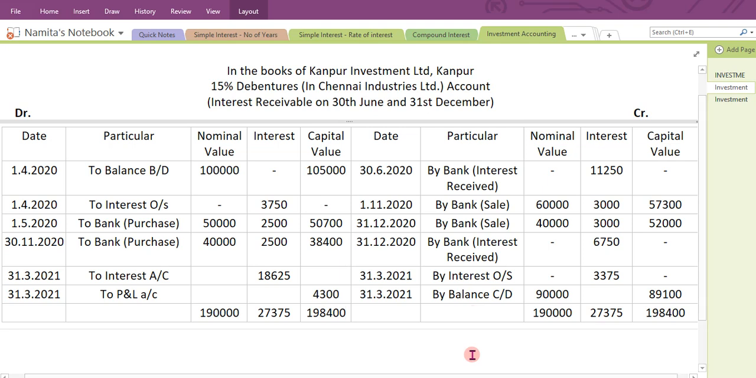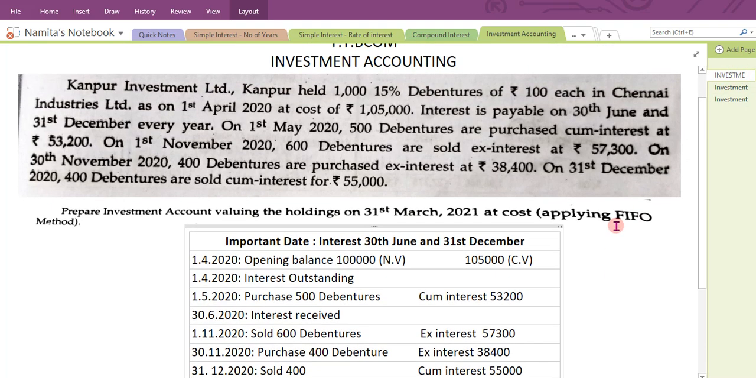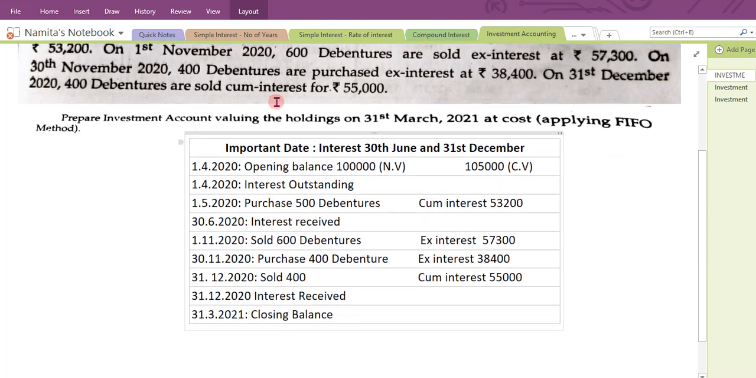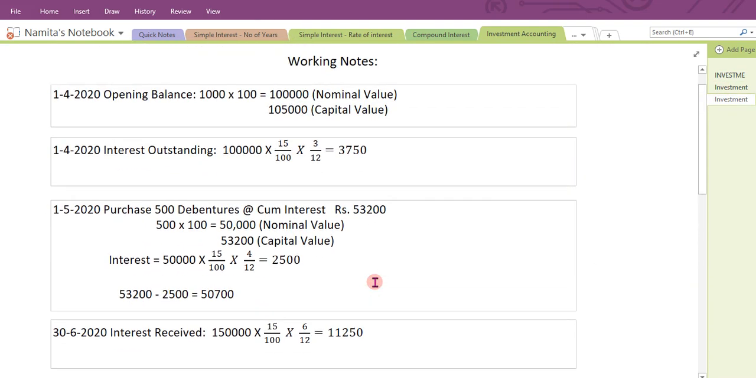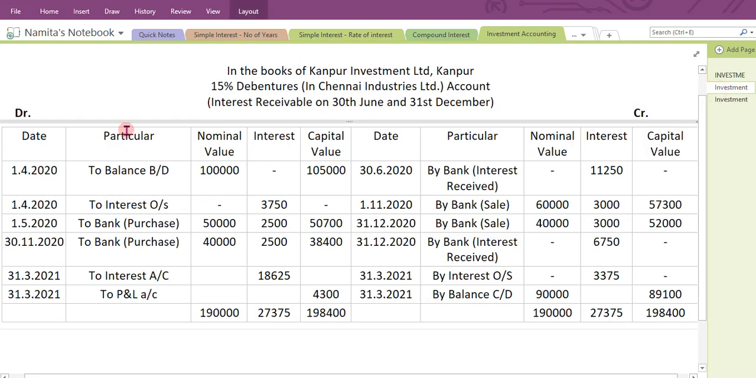I hope you have understood today's session. I will do a quick recap of this example. In investment accounting you have to note down the interest date, then note down the important dates. After that, prepare the working note. On every transaction interest is to be calculated. Cum interest, whatever interest is there, minus it from the capital value. For ex interest no need to do anything. Then pass the entries. Whatever purchase entry is there, you will write in the debit side. In the credit side you will write all the sell entries as well as the interest received. In this way you have to prepare the investment account.